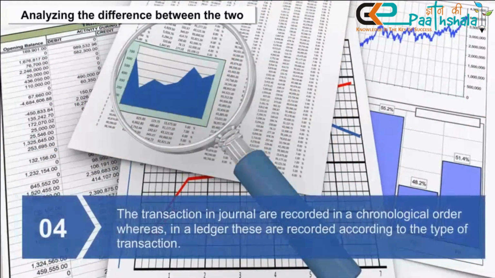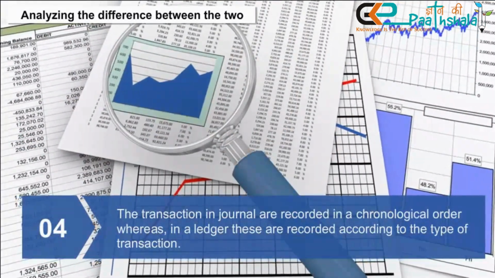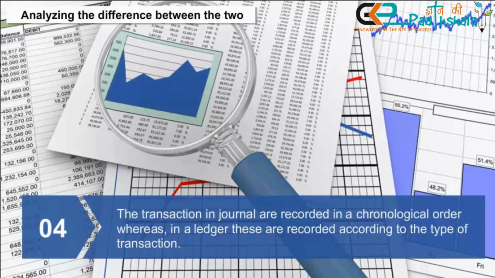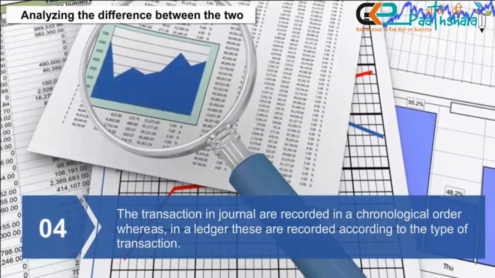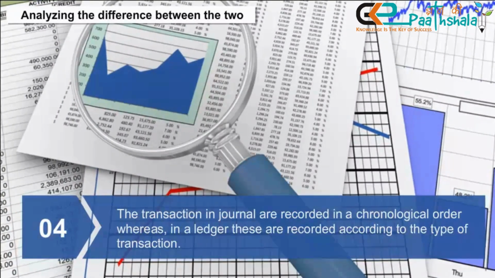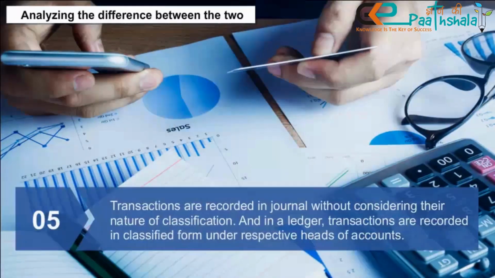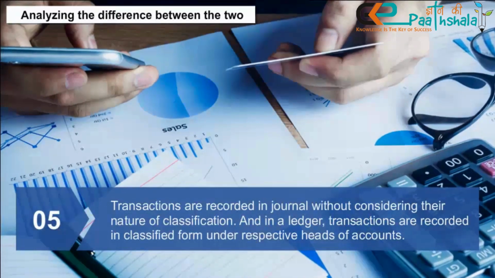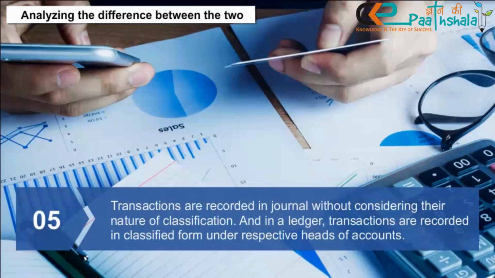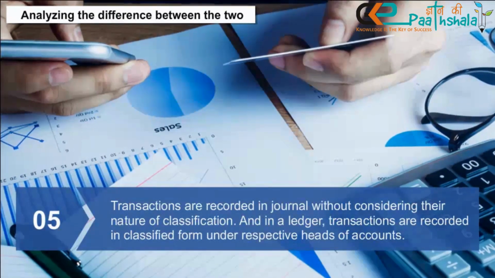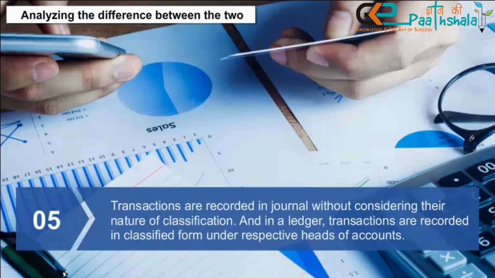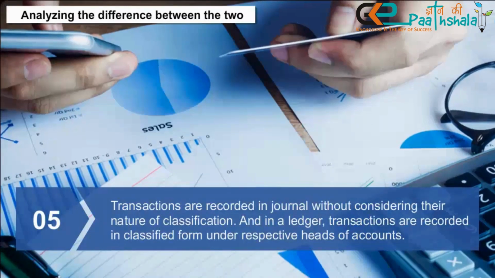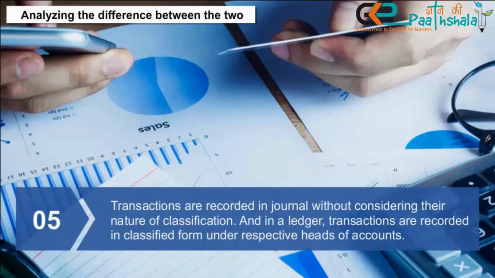4. The transactions in a journal are recorded in a chronological order, whereas in a ledger, these are recorded according to the type of transaction. 5. Transactions are recorded in a journal without considering their nature of classification. And in a ledger, transactions are recorded in classified form under respective heads of accounts.